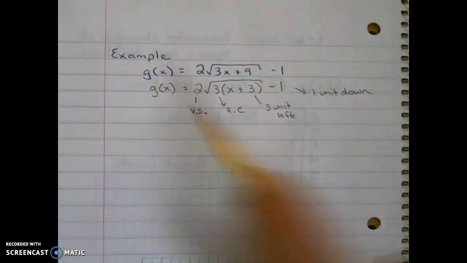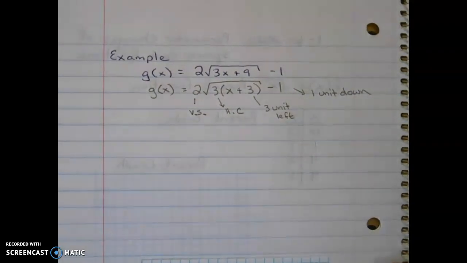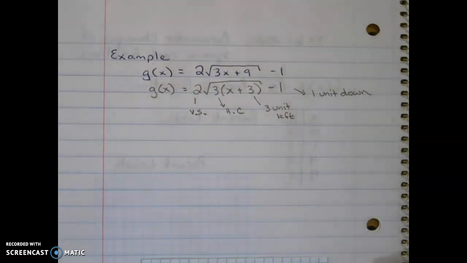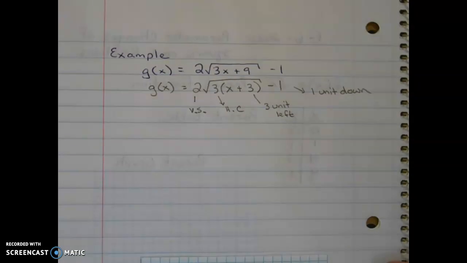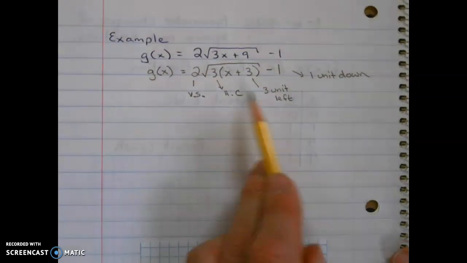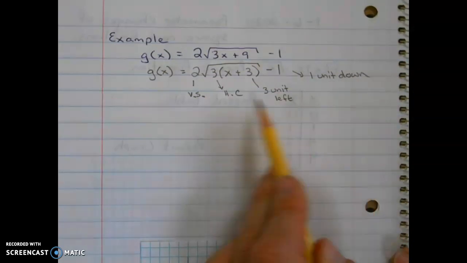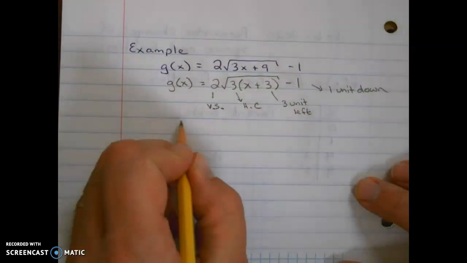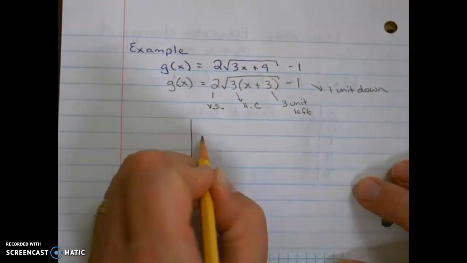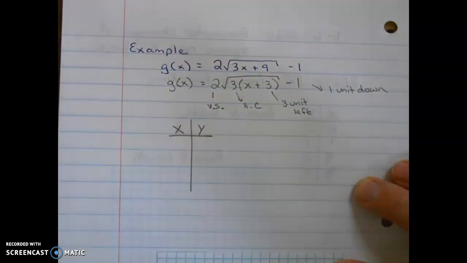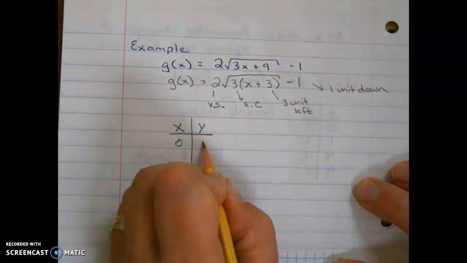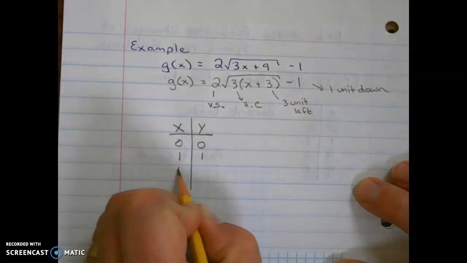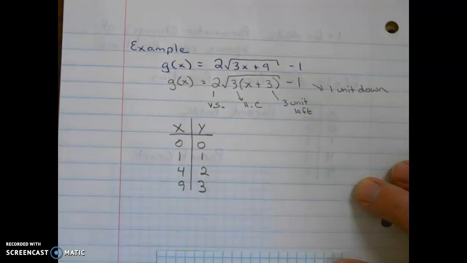Now these parameters hold true to any function that we're going to learn about in the future. So now that we've written down the transformations, let's go ahead and graph it. A good first place to start is with the parent table. And hopefully you will memorize these: 0, square root of 0, 0; 1, 1; 4, 2; 9, 3.